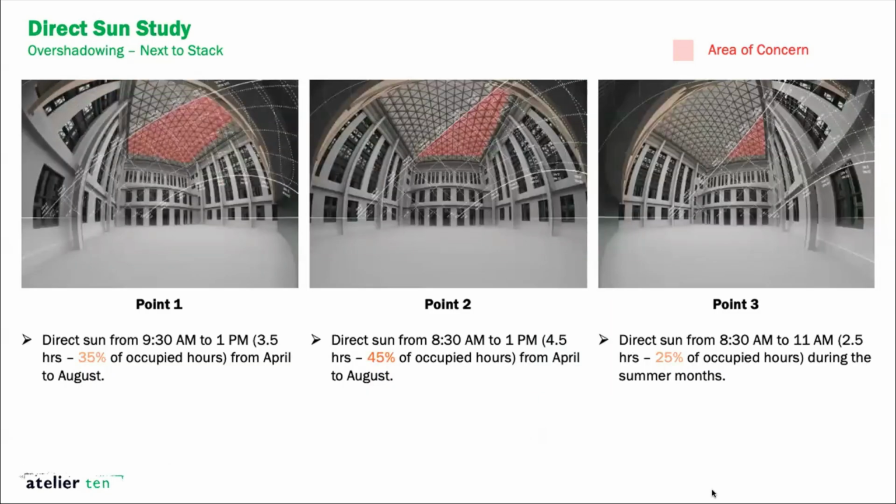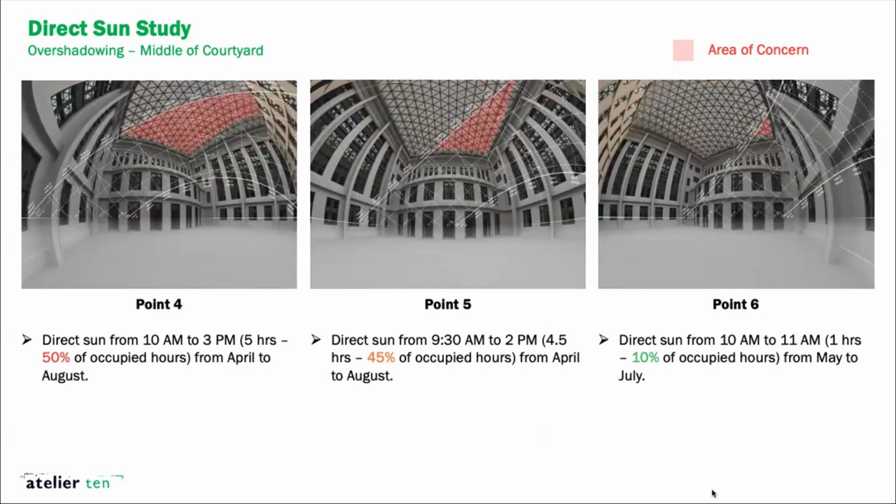You can see that, for example, this first point has a pretty high amount of occupied hours with potential visual discomfort. Same goes for the second point. But as you go towards the southern end of the courtyard, you get some shading from the buildings, and therefore there's less concern for visual discomfort.